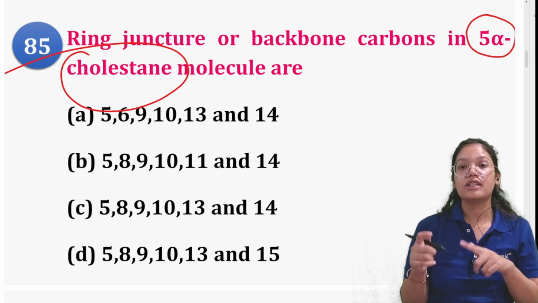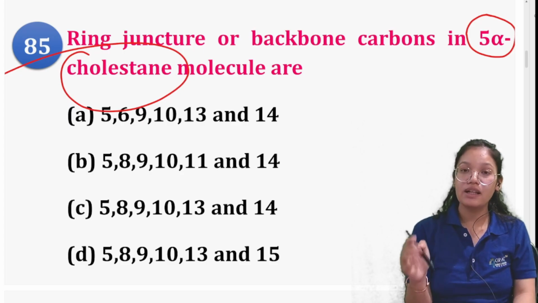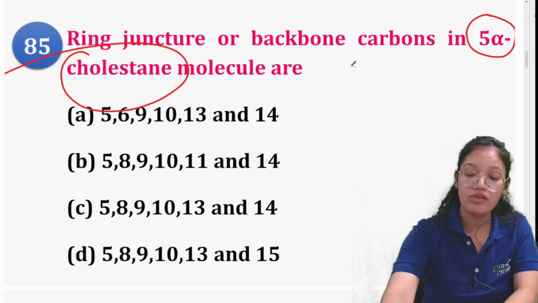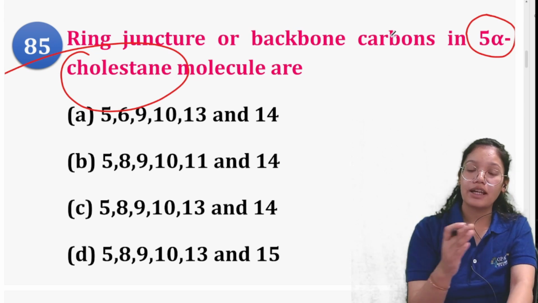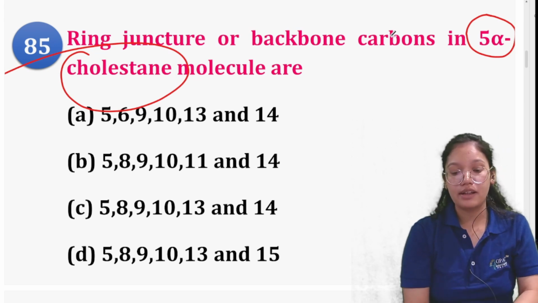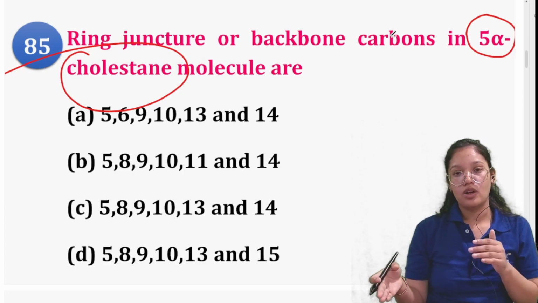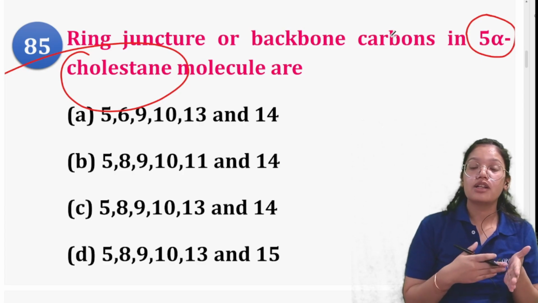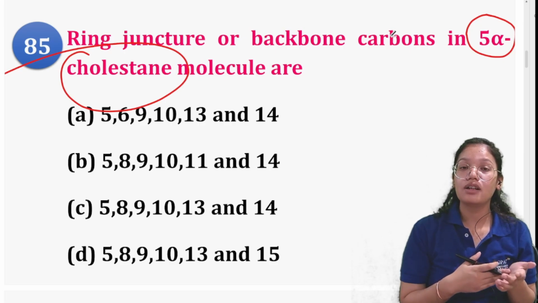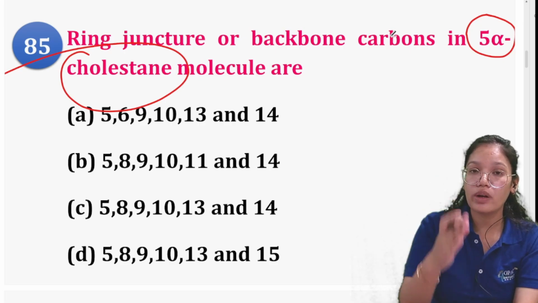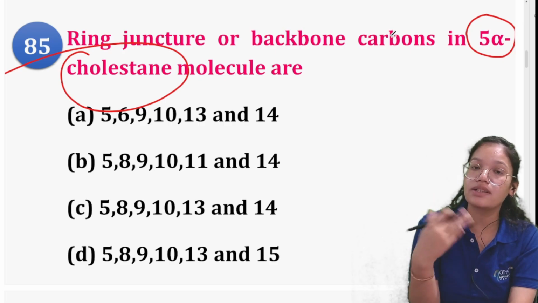Out of those, 3 rings are of phenanthrene, and 1 ring, that is a 5-membered ring, cyclopentane, is attached to that phenanthrene ring. Now they are asking about the ring juncture in that, okay. What are ring junctions? The junction is basically the point where the 2 rings are joining, that is called the ring juncture.